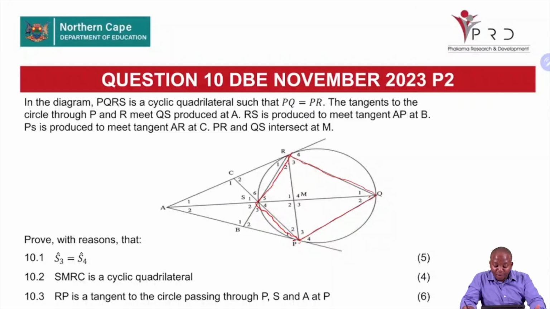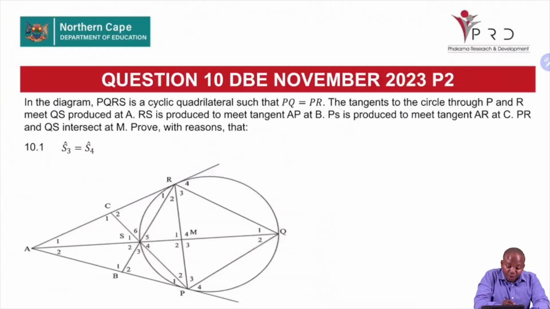What are they? Number one, an exterior angle of a cyclic quad. Number two, we have angles in the same segment. And number three, we have the interior angles of the cyclic quad are supplementary. Now, let us go through this one. We are told that in the diagram PQRS is a cyclic quad. So this is a cyclic quad.